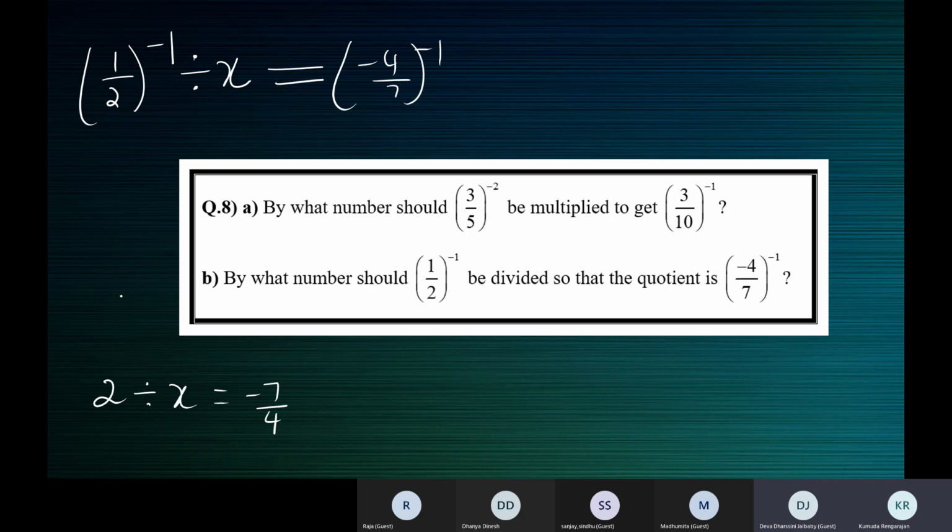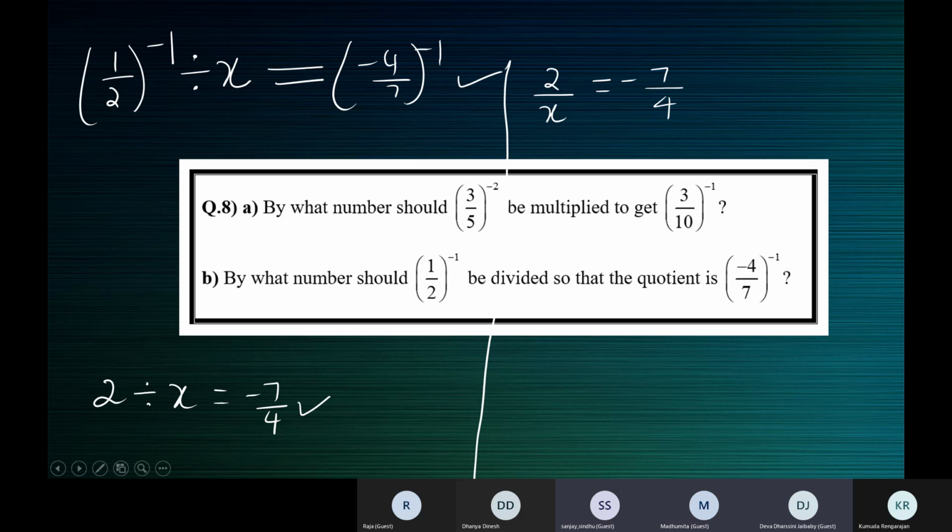This is the first step, children. And then after that is this one. Then I'm writing here: minus 7 by 4 divided by minus 7 by 4 into 1 by 2, ma'am. So 1 minute, let's write. So this means 2 by x is equal to minus 7 by 4, correct? Yes, ma'am. We'll write it in the way we understand. 2 by x is equal to minus 7 by 4.